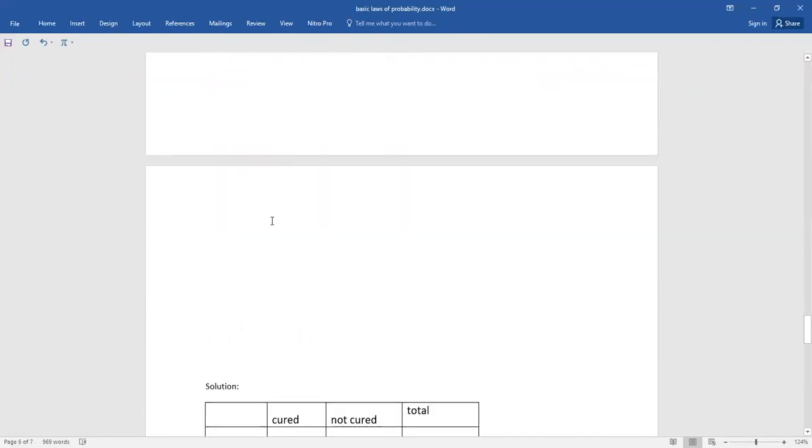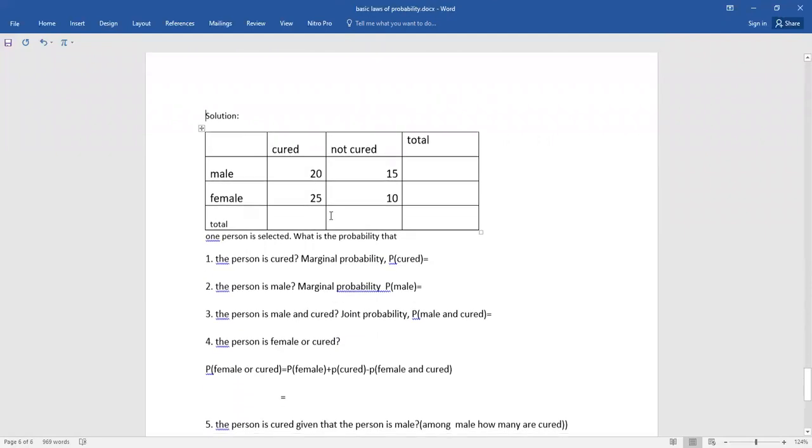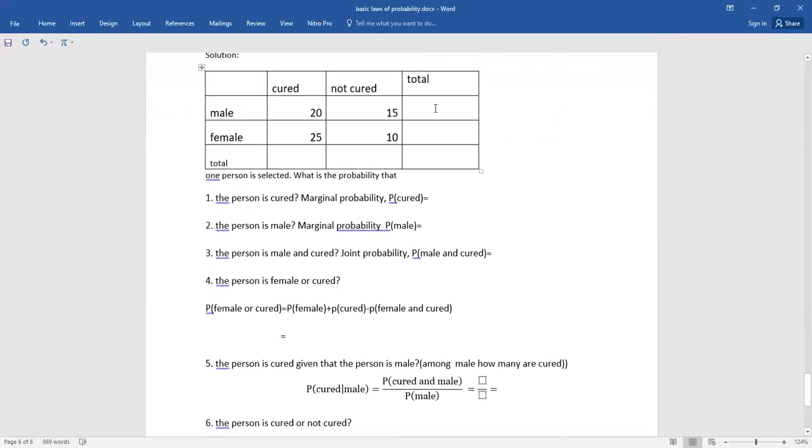If you do the solution, let me come here. First of all, you have to find the total. So the total number of male, if you do 20 plus 15, it will be 35. Total number of female, 25 plus 10, will be 35. So we get the total for the male, 35, and female also 35. And cured, if you do the column, 20 plus 25 will be 45 cured. And 15 plus 10, 25 is not cured. So 35 plus 35 will be 70, or if you do the cured and not cured, it will be also 70. So there are 70 people in the group.